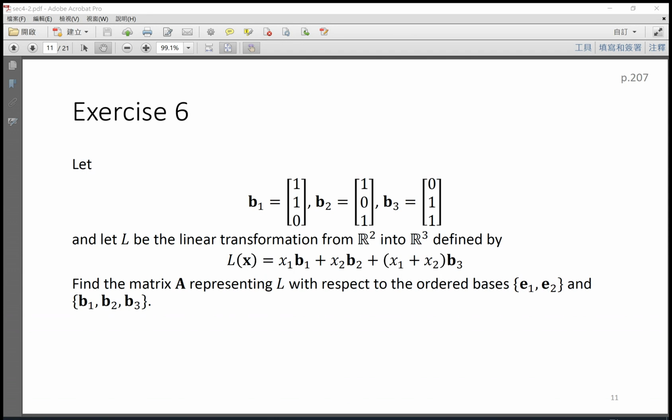Exercise 6 is on page 207 of the textbook. You can use this exercise to test whether you understand how to apply Theorem 4.2.2 to compute the matrix representation. And the answer to Exercise 6 can be found at the end of the textbook.